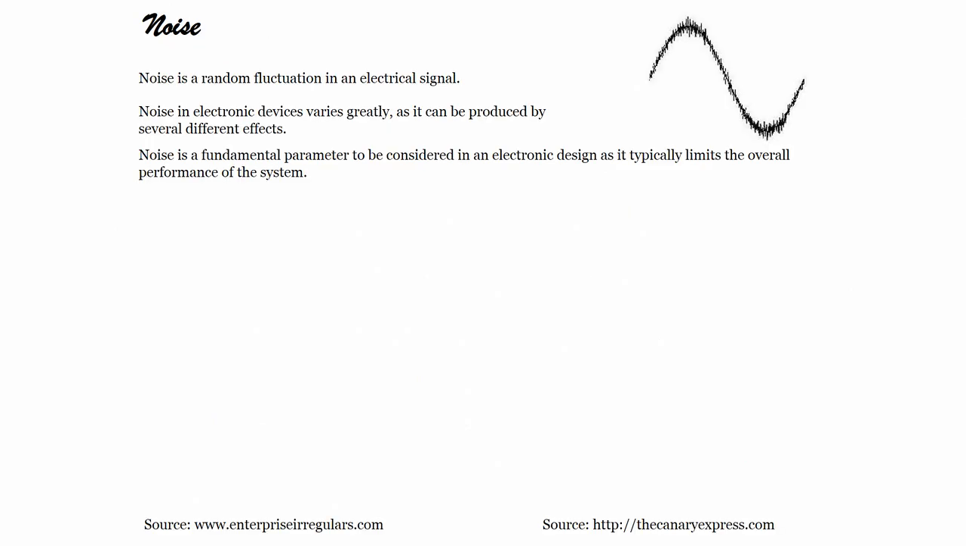Now, let us see what is noise. When you talk about noise, it is a random fluctuation in an electrical signal. Noise in electronic devices varies greatly, as it can be produced by several different effects. Noise is a fundamental parameter to be considered in electronic design, and it typically limits the overall performance of the system.